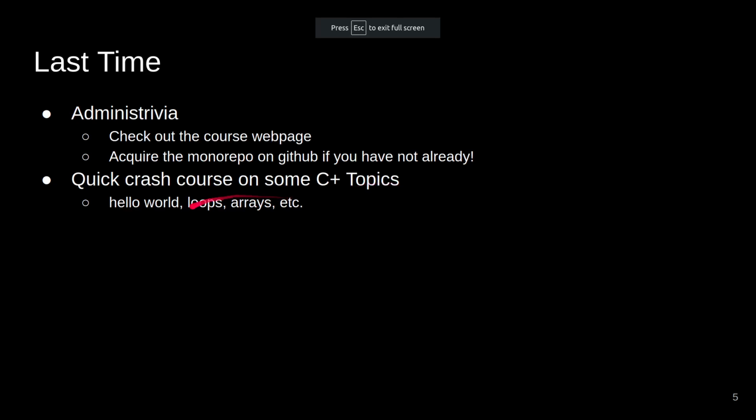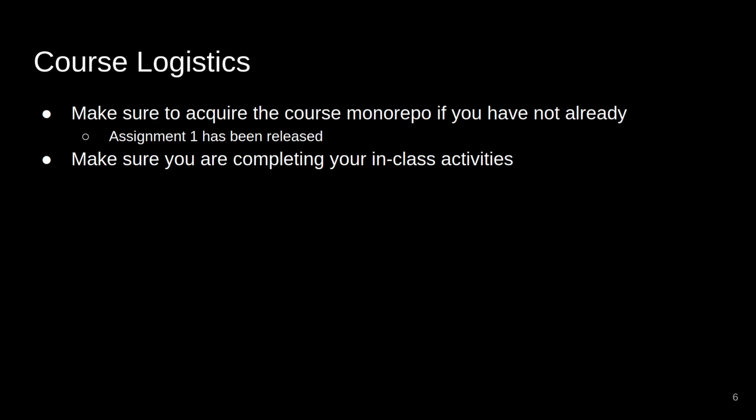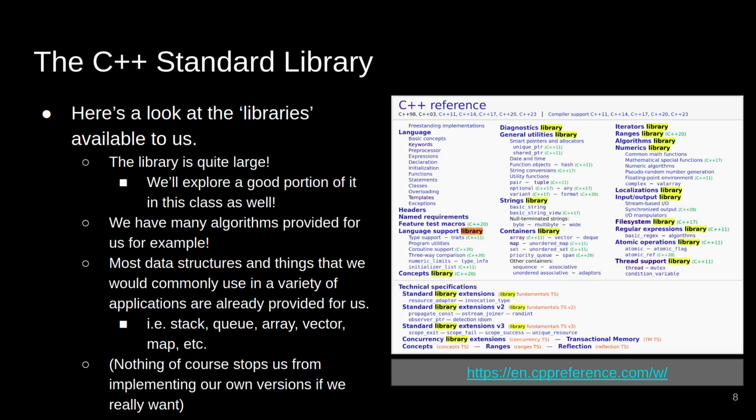So a little bit later this week, you still have a little bit of time to do that. Now we've had a little bit of a crash course, looking at things like hello world, loops, arrays, etc., just to start getting a feel of what C++ is. We'll start accelerating in terms of what we're going to do. But today we'll also tour the language a little bit, just to understand the feel and start to understand what things are important. As mentioned, make sure you get that mono repo, and you are completing your in-class activities and assignment 1 very shortly. All right, so today I want to talk about the C++ standard library, okay?